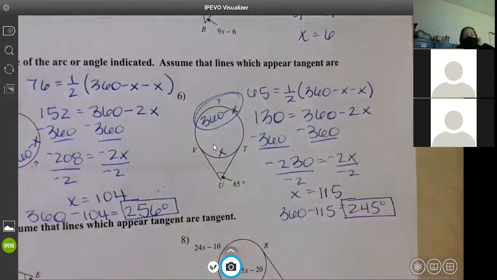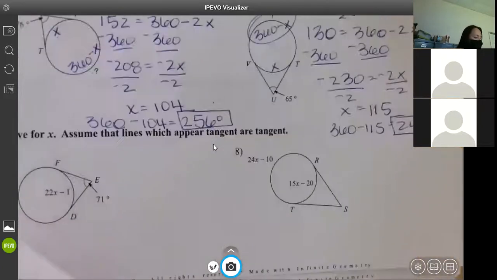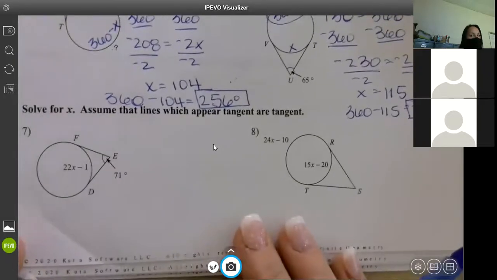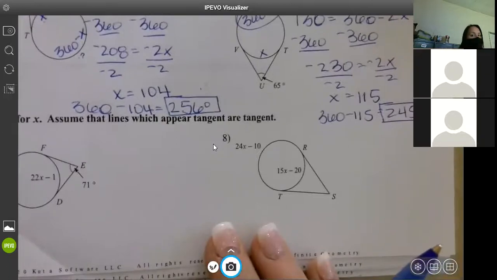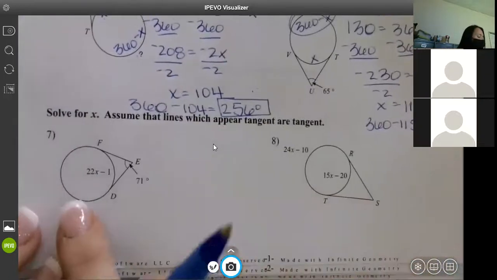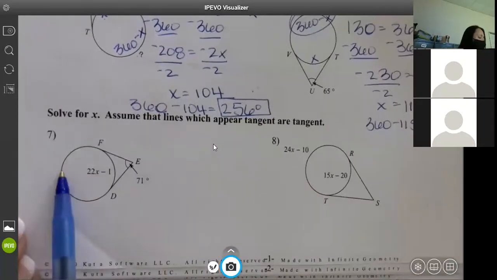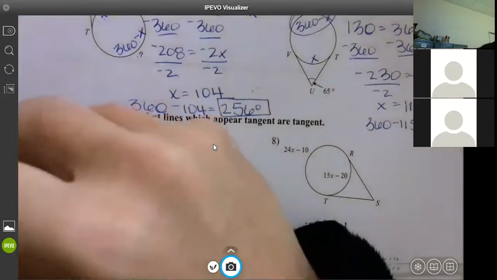All right, same thing on the next ones. Number 8 is easier than number 7. Number 7, I have the little one, but I don't have the big one. So how are we getting the big one? Subtract from 360. So this is what you've got to be careful of.